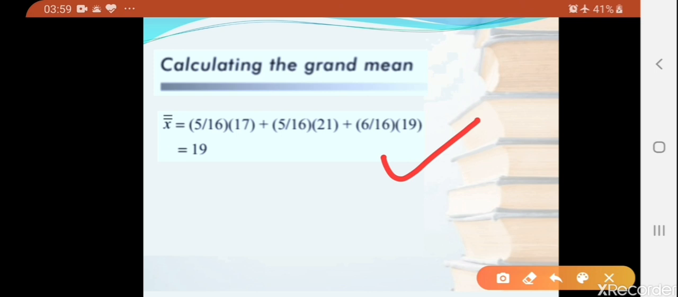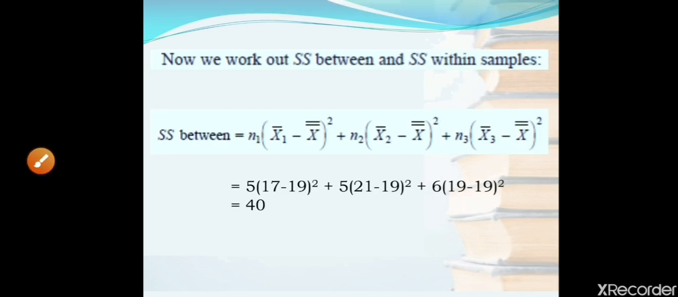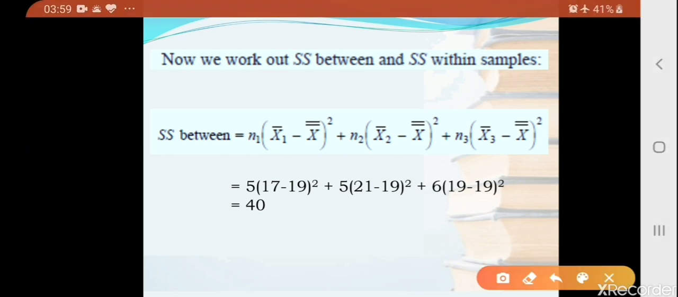So for that we have calculated the means for each sample. Then we can calculate the grand mean for all the 3 samples. So that comes out to be 19. Then comes the SS between and SS within the samples.